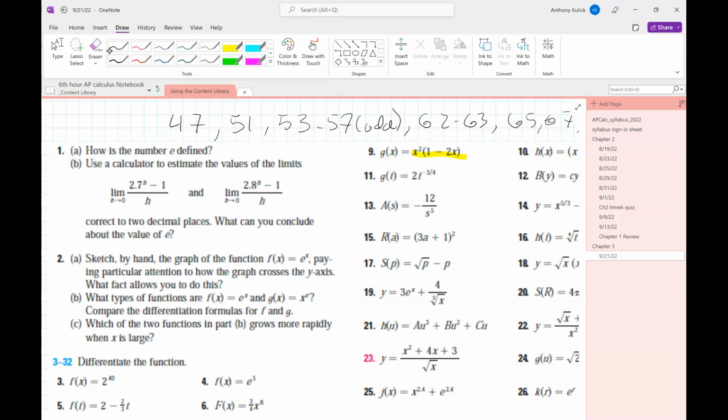13. 60 s to the negative 6th. Or you could do it 60 over s to the 6th. That would be okay also. Is it feeling okay, guys? Was negative 3 over 2 t to the negative 7/4.